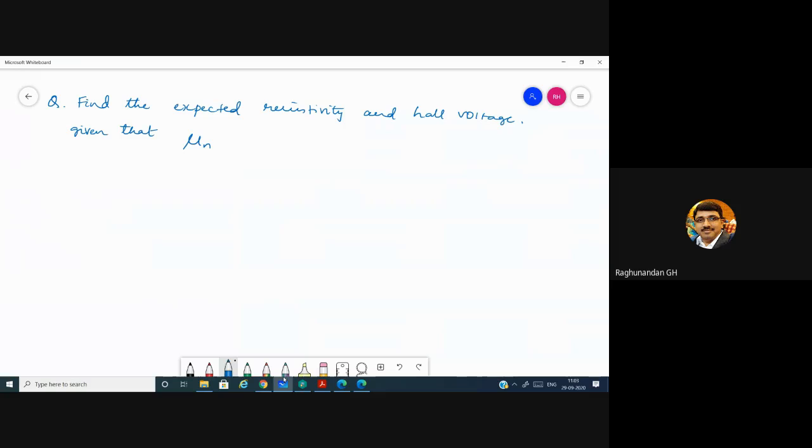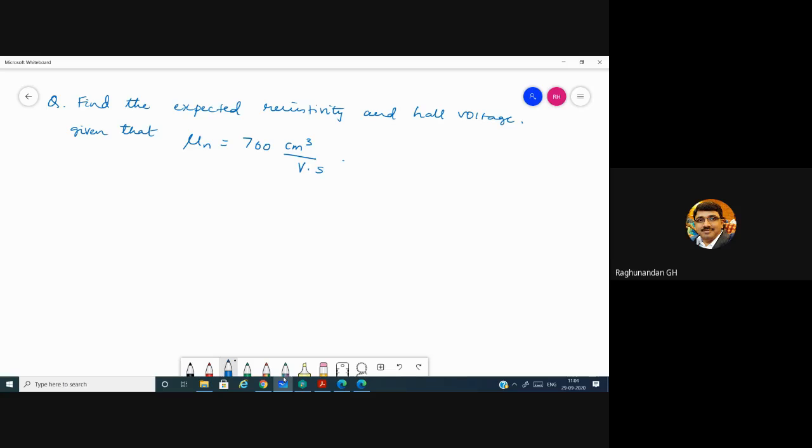Given that mu n is 700 centimeter square per volt second. So this is what they have given, and we need to find out the expected resistivity and Hall voltage.